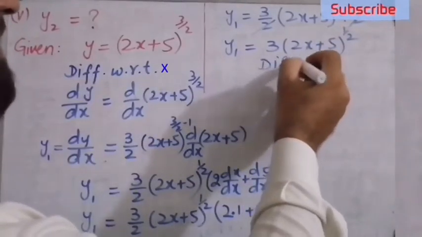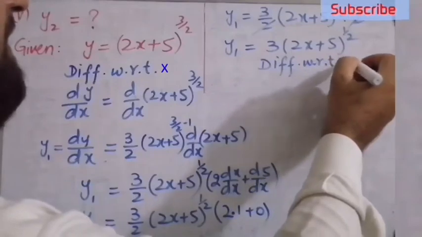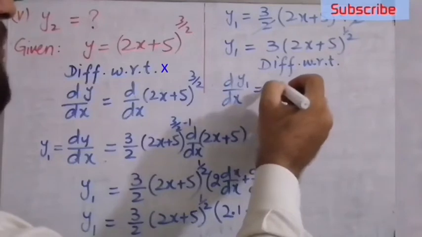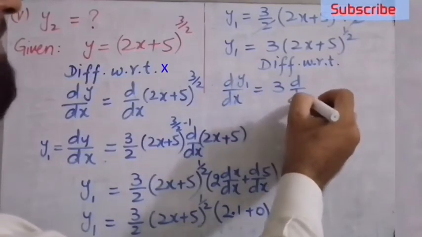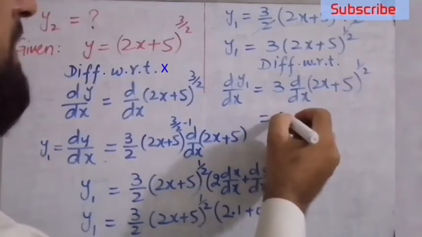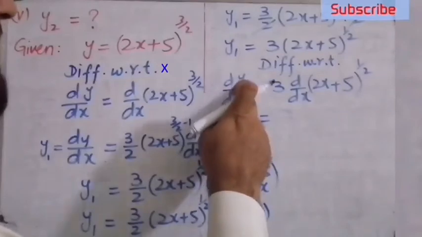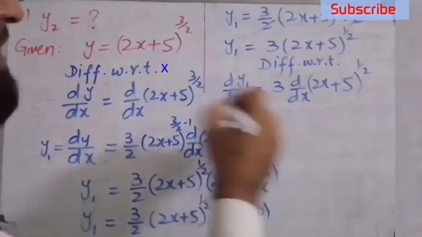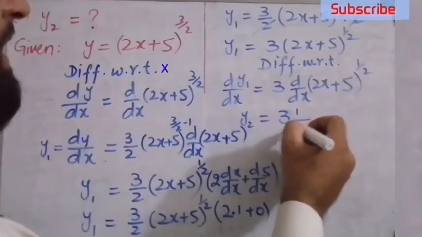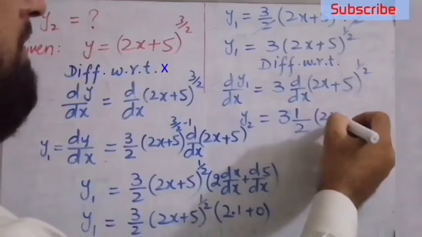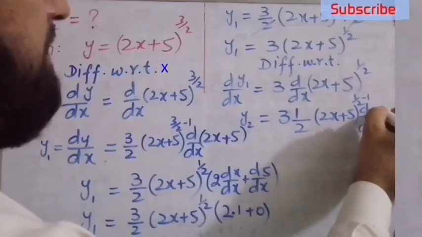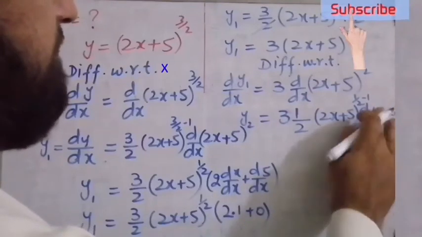Now we differentiate with respect to x again. So d by dx of y1 is equal to 3 can be kept outside, d by dx of (2x plus 5) power 1 by 2. Then again the power rule works. The derivative of y1 with respect to x is y2. Its notation is y2. So this 3 is already here. The power will be brought in the beginning, 1 by 2. And here we do power minus 1, 1 by 2 minus 1. And the derivative of the function without power is 2x plus 5.